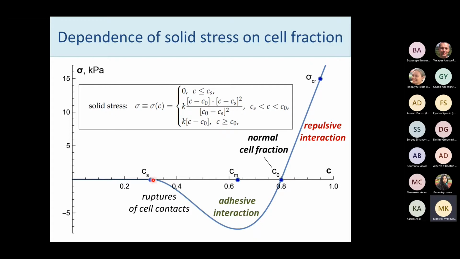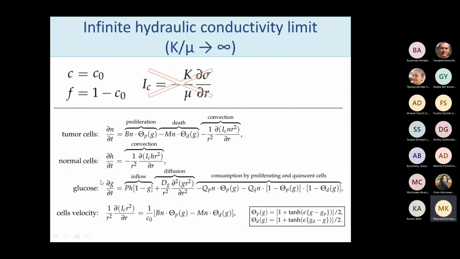The stress eventually becomes zero. An important approximation that significantly simplifies analytical tractability is the case of infinite hydraulic conductivity. At this limit, rising infinitesimal gradients of solid stress lead to instantaneous redistribution of tissue phases and equalization of solid stress. Thus, the fractions of cells and fluid in tissue can be only equal to their normal values.